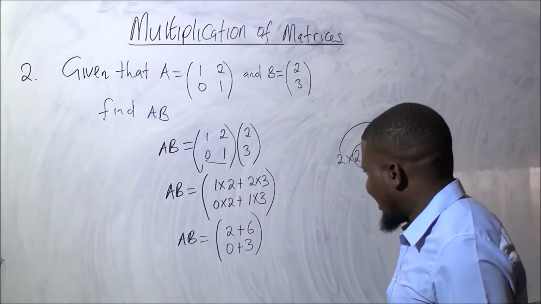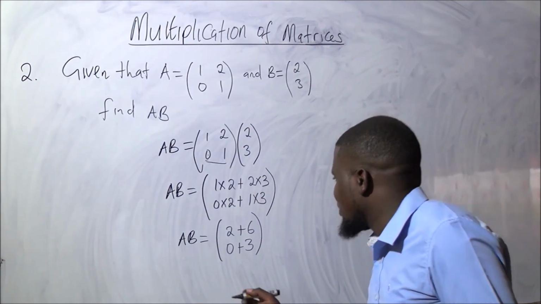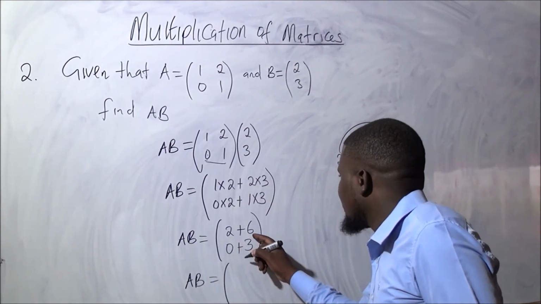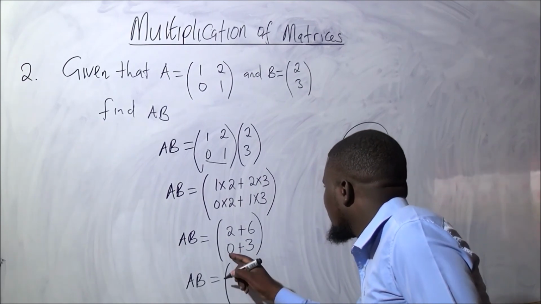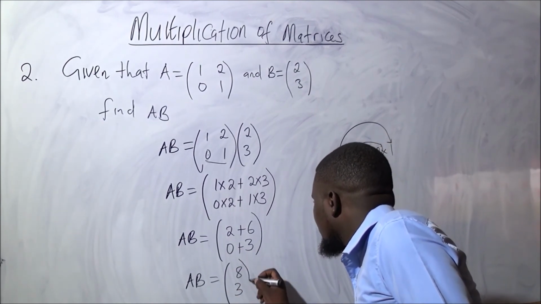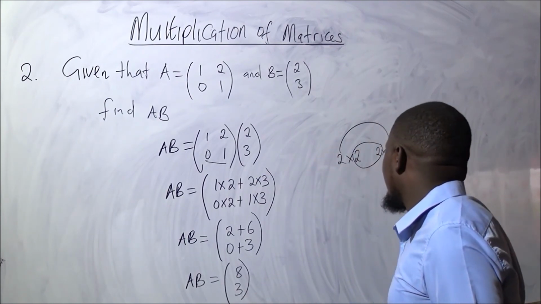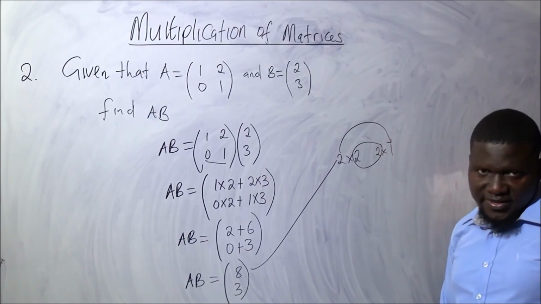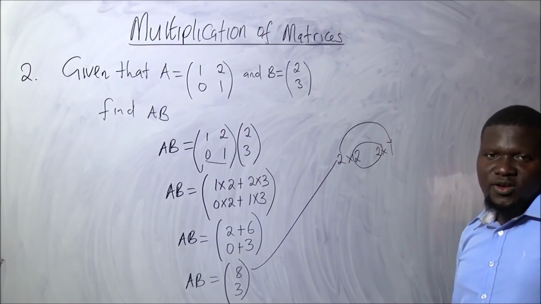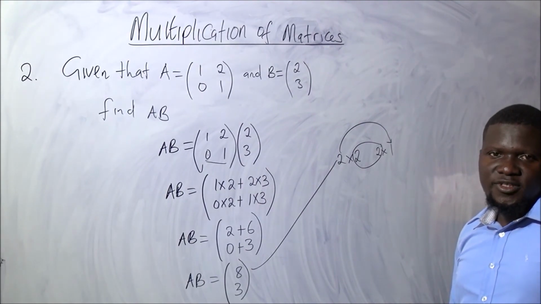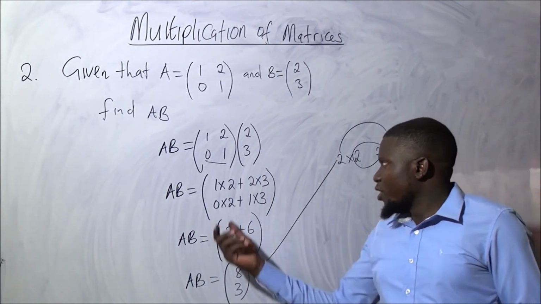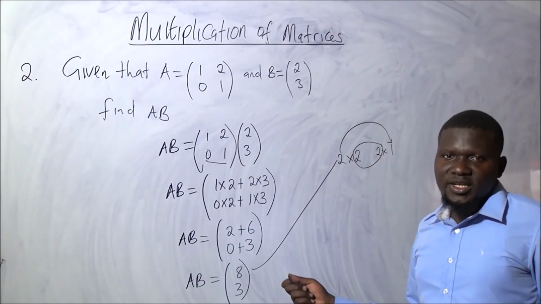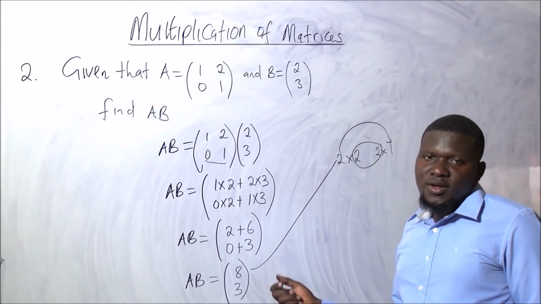So finally, the value of the matrix AB will be equal to, when you add the 2, we're having 8. When you add the 2, we're having 3. So this is the matrix. And this matrix here is what we're referring to as a 2 by 1 matrix. So this is the answer of this particular problem. The emphasis here is that when you multiply a 2 by 2 matrix by a 2 by 1 matrix, the result is a 2 by 1 matrix.